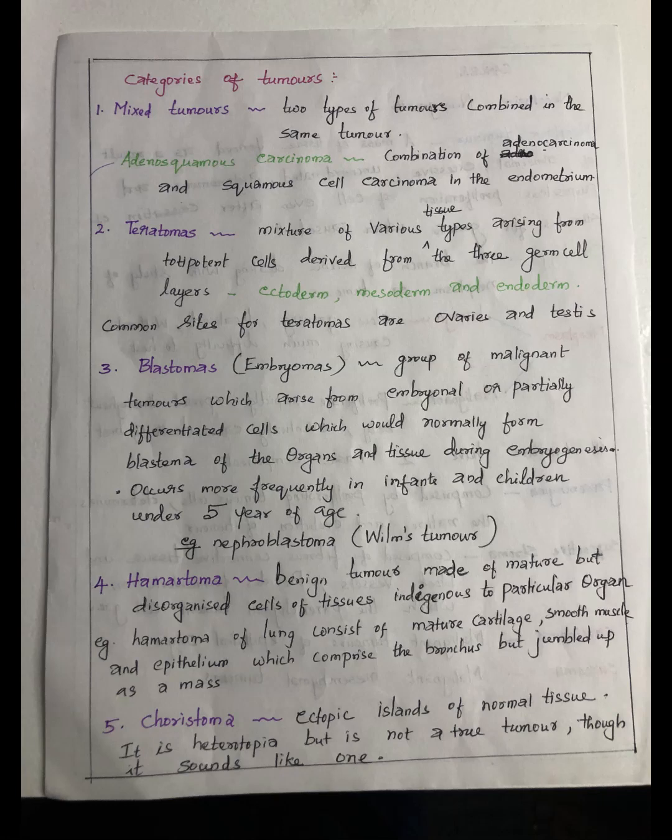5. Choristoma is an ectopic island of normal tissue. The word ectopic means not at original place or location. It is heterotopia, that is out of place. It is not a true tumor, but it sounds like one because of the suffix oma.